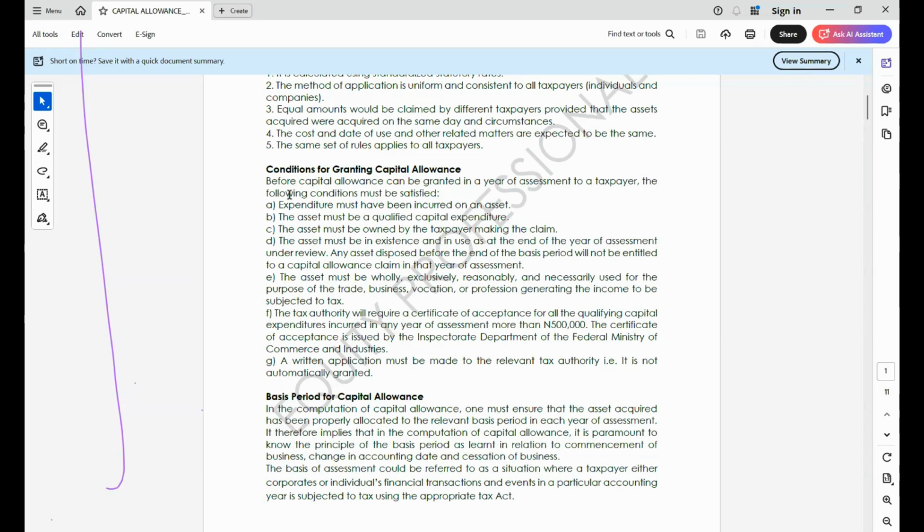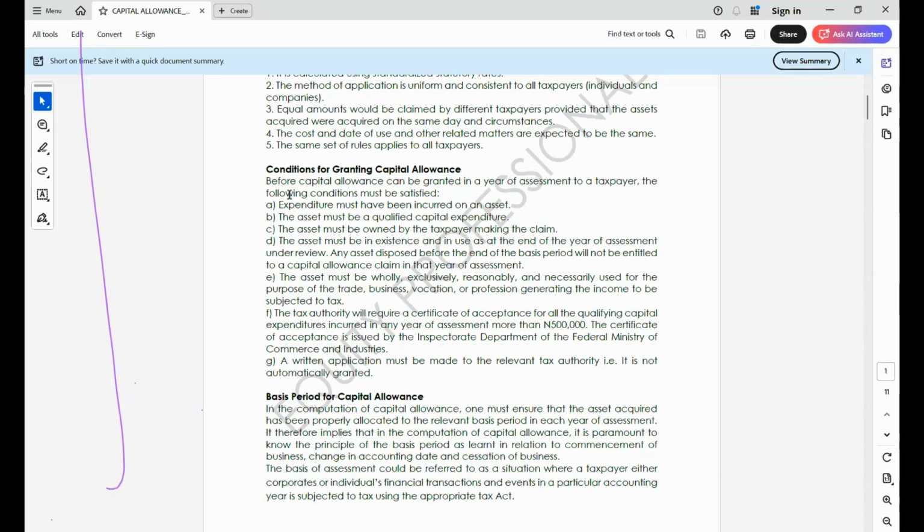the buyer and the seller, whereby possession of an asset is usually transferred to the buyer until the final installment is paid. After the final installment, ownership will be transferred to the buyer. Under the law, the buyer is given the privilege to claim capital allowance when the asset is acquired under a hire purchase agreement. So for capital allowance, you must be the owner of that asset.